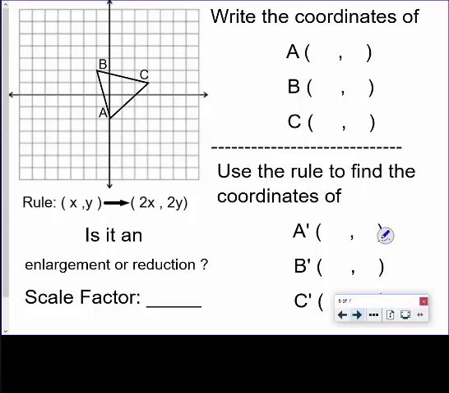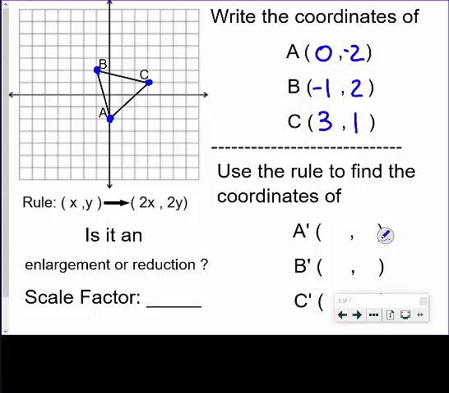What is the coordinate for A? 0, 2. 0, negative 2. Thank you. What's the coordinate for B? Negative 1, 2. And C? 3, 1. Alright, y'all suck a lot less at those. Good job. Way to practice.